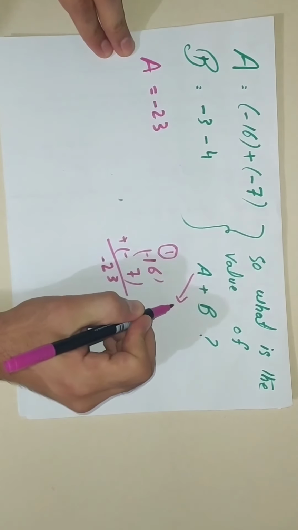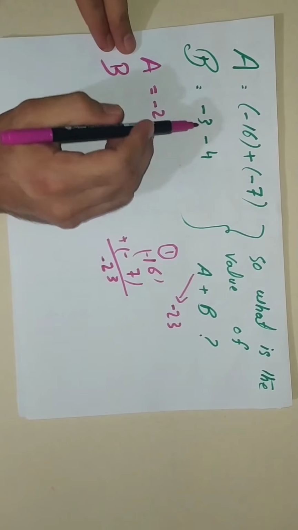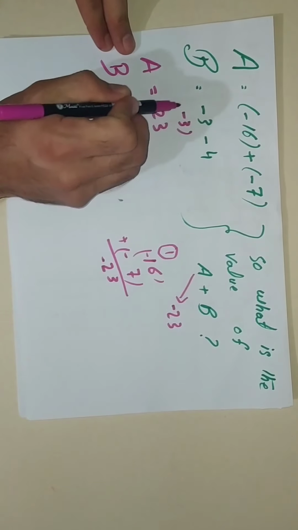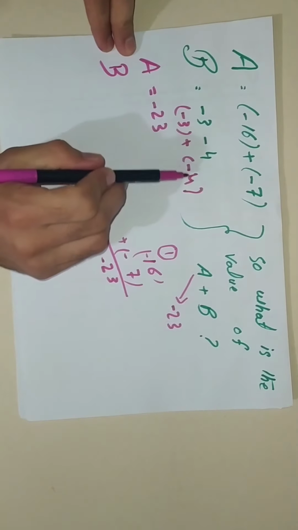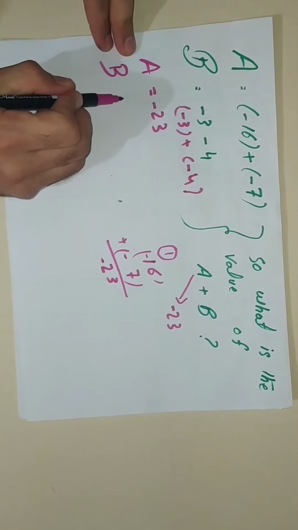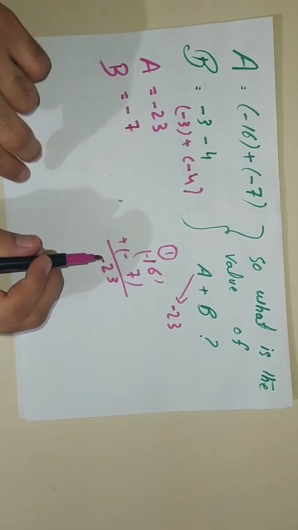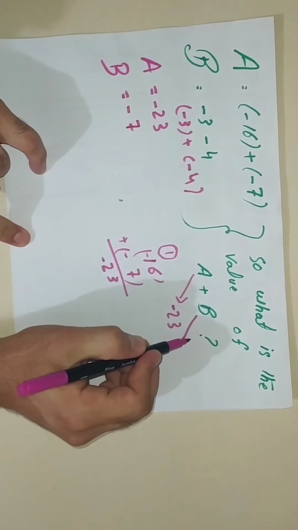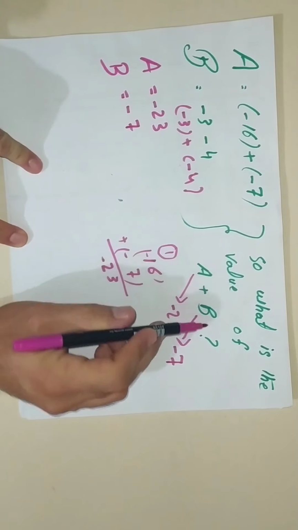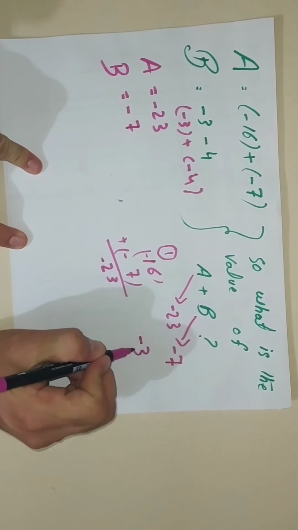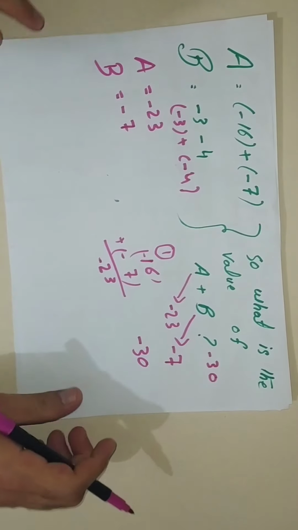Value of A is minus 23, and value of B, we can do it like this, minus 3 plus minus 4. Okay, 4 plus 3 is equal to 7, so it is minus 7. And the value of B is minus 7. So if we add A plus B, the answer will be minus 30. So the answer of A plus B is equal to minus 30.